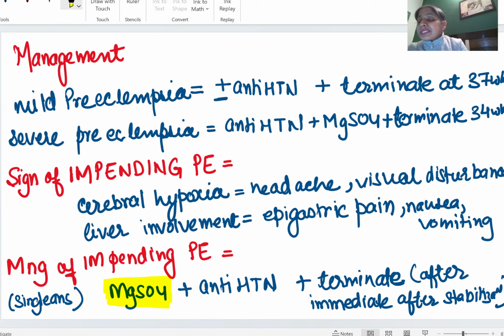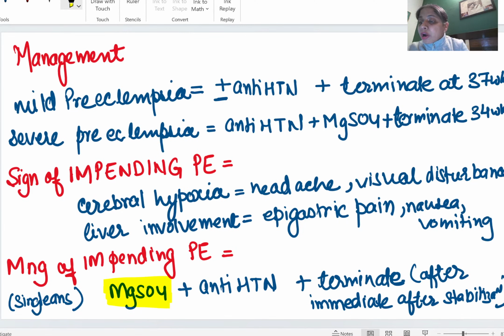Okay. Now let us discuss the management. So if proteinuria is present, then it is preeclampsia. If BP is more than 160/110, then it is severe preeclampsia. And if it is before 20 weeks, it is chronic hypertension. If convulsions come, then it is eclampsia.